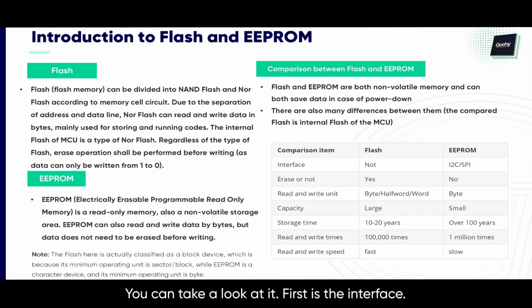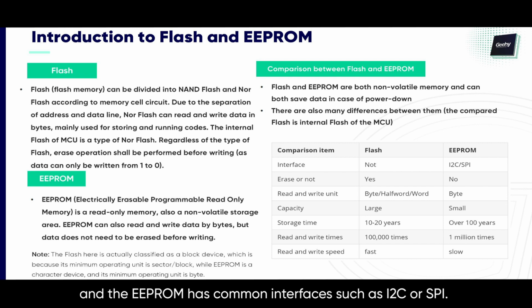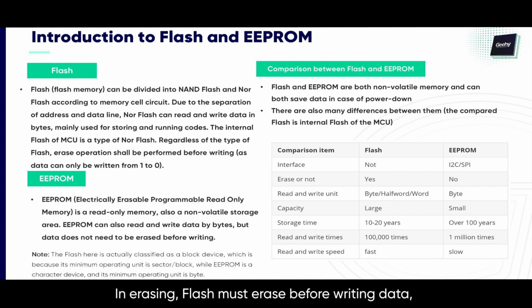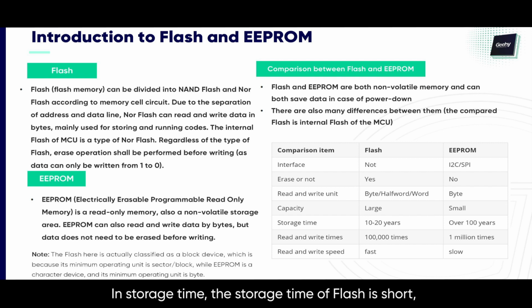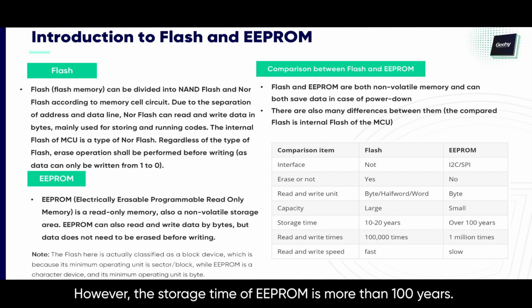First is the interface. The flash inside the MCU does not have an interface, and the EEPROM has common interfaces such as I2C or SPI. In erasing, flash must erase before writing data, while EEPROM does not need to erase. In capacity, the capacity of flash is large, while the capacity of EEPROM is generally small, not more than 1 megabyte bit. In storage time, the storage time of flash is short, ranging between 10 and 20 years. However, the storage time of EEPROM is more than 100 years.